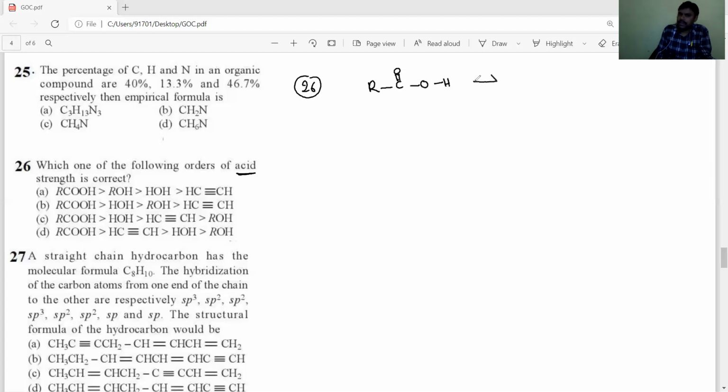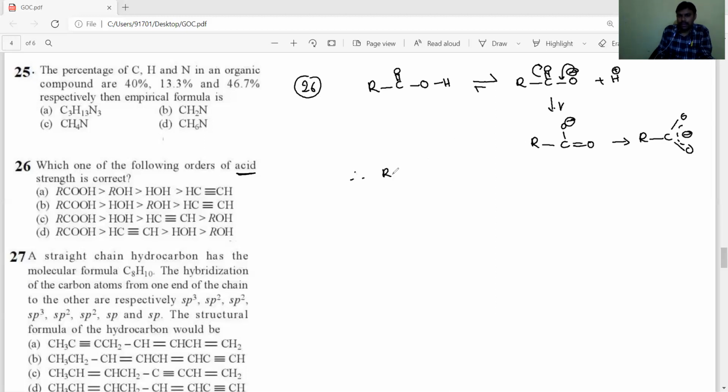Carboxylic acids are ionized to give carboxylate ion and H plus. This carboxylate ion is resonance stabilized. That's why carboxylic acid is stabilized by resonance.